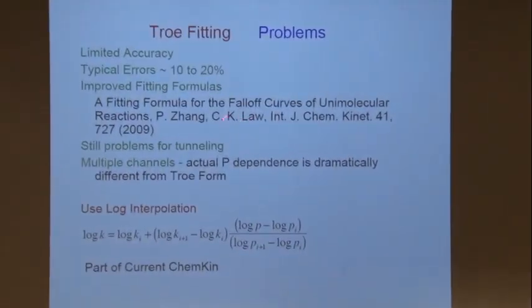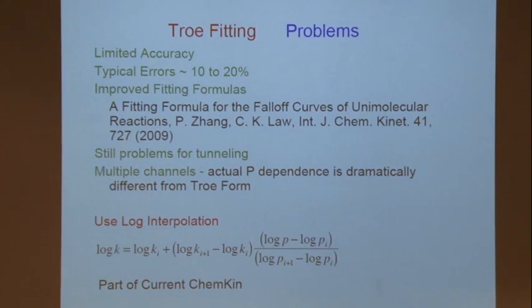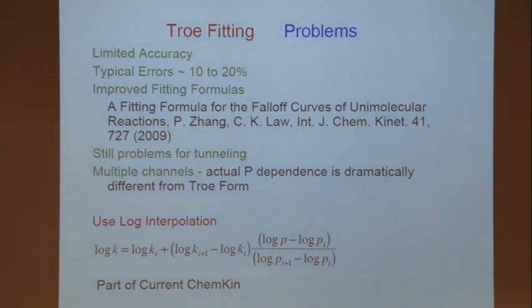There was Ed Law, the organizer of this conference. He published a paper in 2009 suggesting a different shape, a parameterized form that gives a better fit. So if you're not satisfied with 20%, then you can do that. There's still some problems. If you have a lot of tunneling, it screws up the shape. And how to handle that, it's not resolved. And then I'm going to talk more about multiple channels.